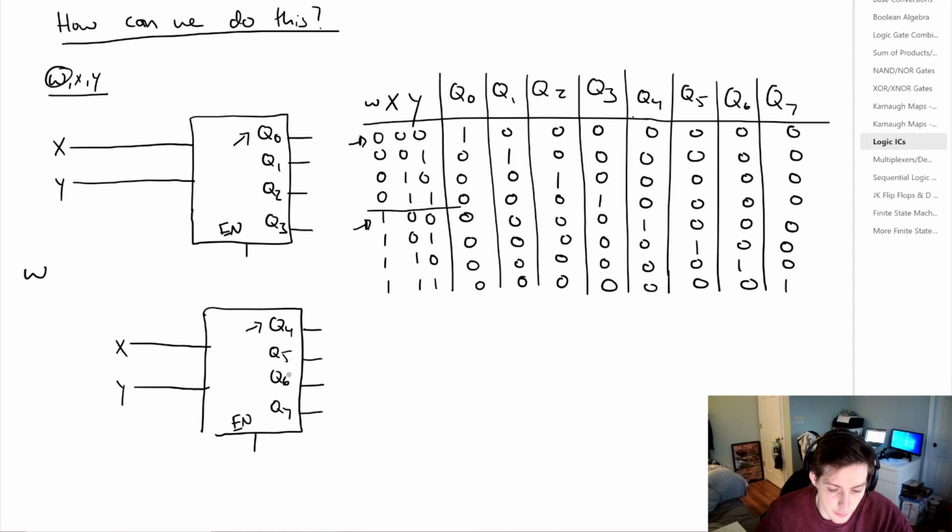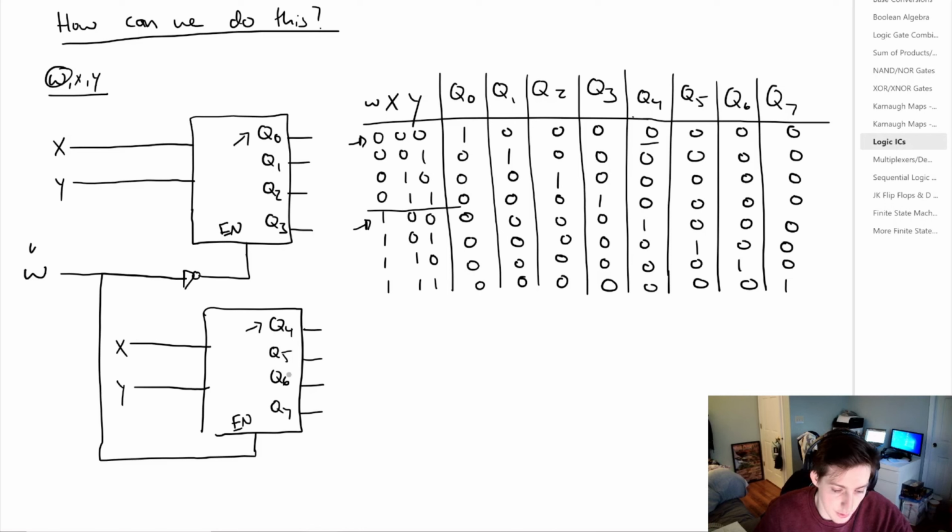Well, we know if we turn the enable pin off, this second device here won't even be on, so Q4 would also be a 0. So we can take W and tie it to this decoder, because if W was equal to 0 right here, this entire device would be off. But we want this one to be on, so what we can do is tie an inverter onto W and tie that to the enable pin. So let's look at what happens now.